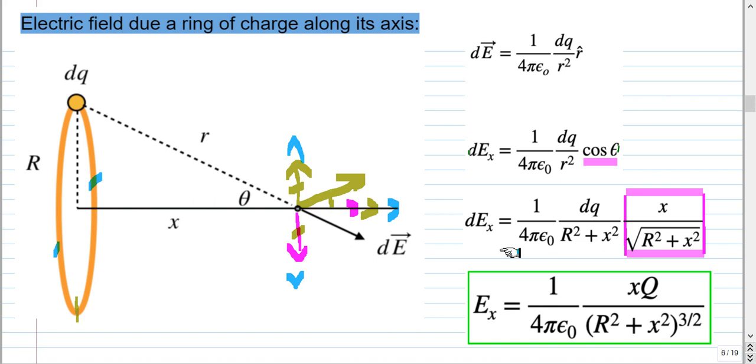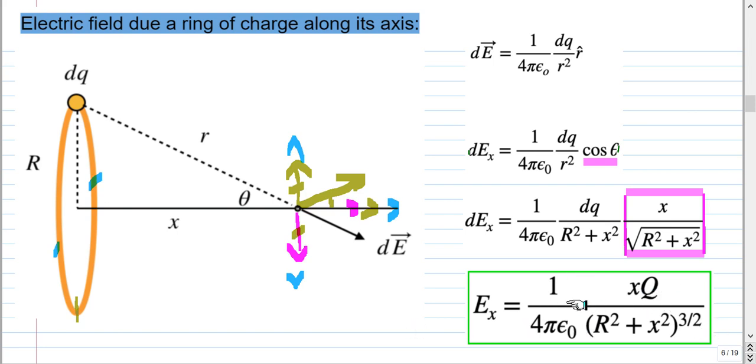So if you integrate this thing to get the total electric field, it will become integral dq. Other things will come out of the integral sign because they are constants. And integral dq is the total charge of the ring, which is capital Q. So this is the expression for the electric field.